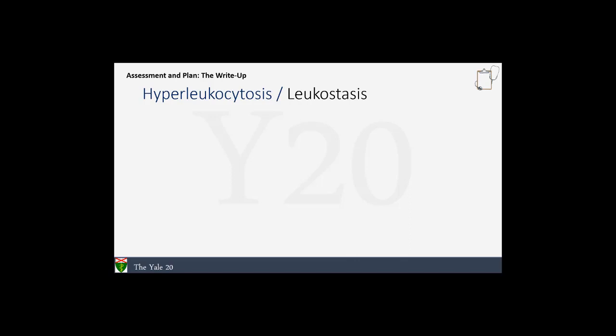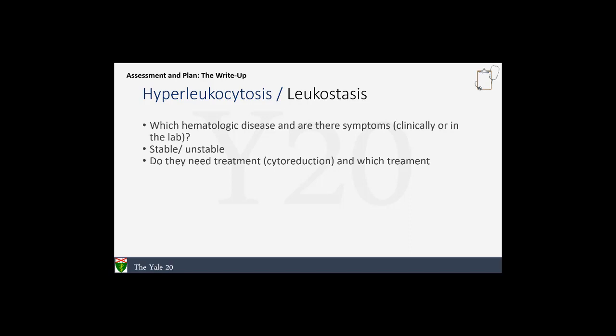So for these patients, when you do your write-up, you want to consider what disease they have and whether they have any symptoms, either clinically or on the labs. Again, you want to note if they're stable or unstable, so you triage them appropriately. And do they need treatment, cytoreduction or chemotherapy, or leukapheresis? That will often help you determine where they need to be triaged; particularly if they need leukapheresis, they will need to go to the ICU. And then you want to monitor labs quite frequently. Depending on the acuity, you may want to monitor every 6 hours, and then maybe every 12 hours, or then maybe daily if they've already been treated.